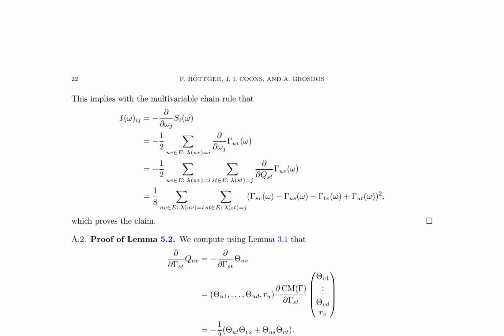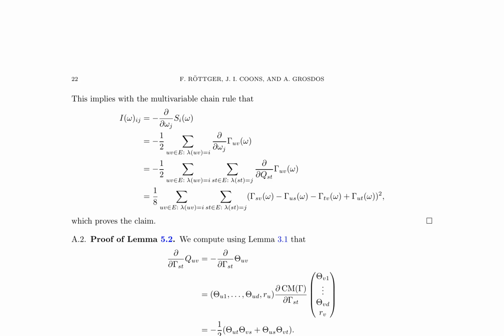The provided page presents a detailed mathematical analysis in the context of graph theory and statistical information theory. It begins by discussing the computation of the Fisher information matrix I(ω) for a given probability distribution, using the multivariable chain rule. This computation is crucial for understanding the structure and properties of the underlying graph, as it involves various edge weights and vertex labels.